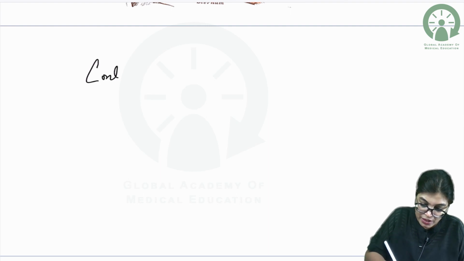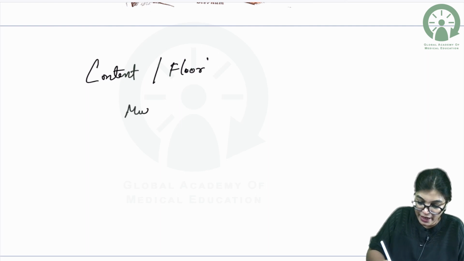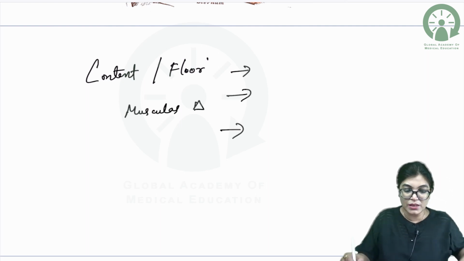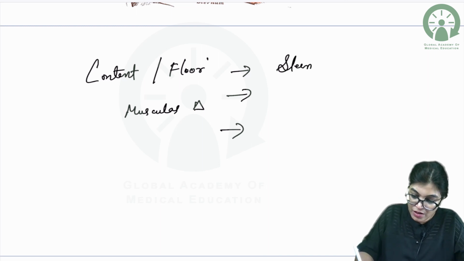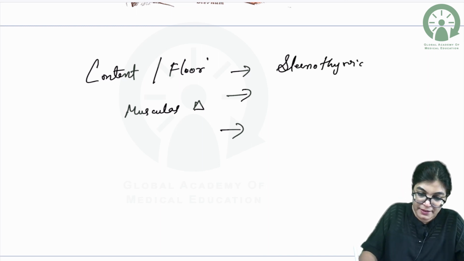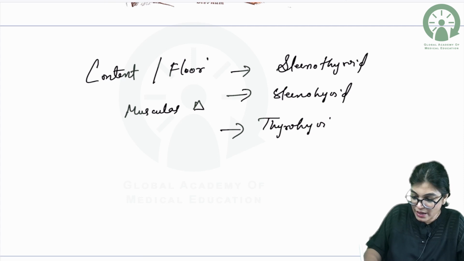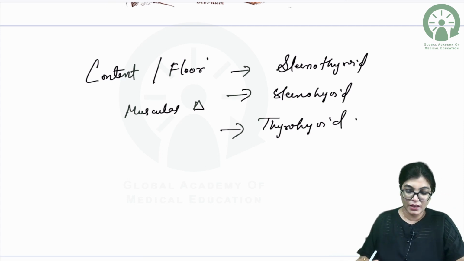If I talk about the content and floor, both are similar. So I am writing together for the muscular triangle. The content and the floor structures are similar. It contains sternohyoid, sternothyroid, and thyrohyoid muscle, both as the content and the floor muscle.